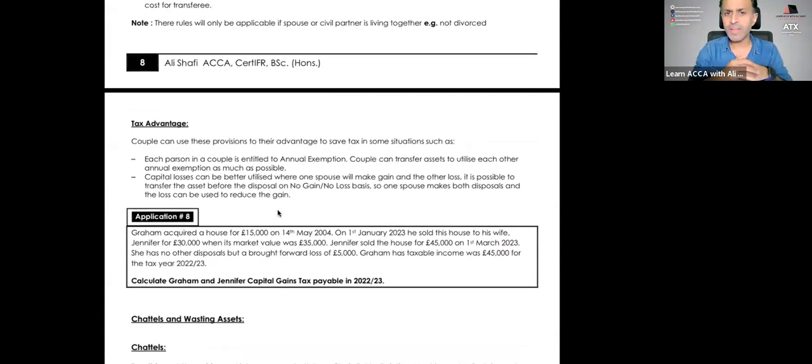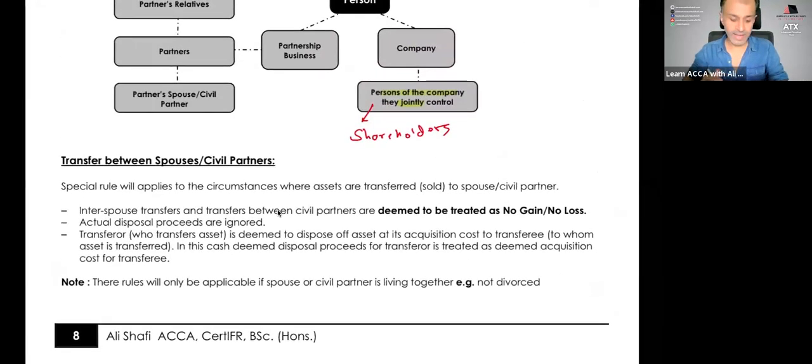So let's take that application 8 and we'll see what sort of incentive they will get out of this whole inter-spouse transfers. You wish to read, you can. Inter-spouse transfers are always deemed to be at no gain, no loss. Which means whatever they have done actually, that will be ignored.